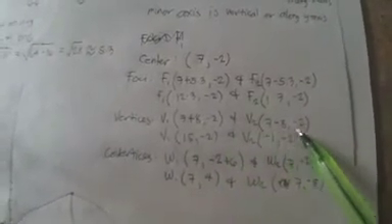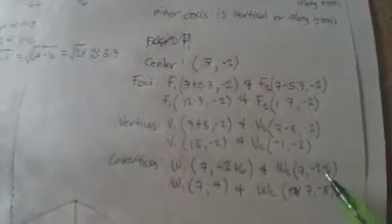Vertices, the same ra po sa foci, i-add lang nato or subtract sa h. So, 7 plus 8, since ang ato ang a is 8. 7 plus 8, negative 2, and 7 minus 8, negative 2. So we have 15, negative 2 and negative 1, negative 2.